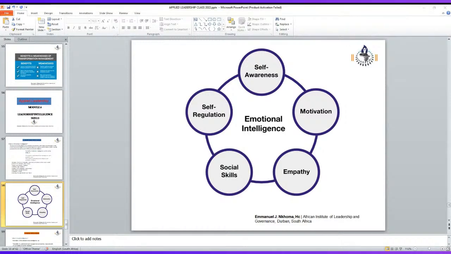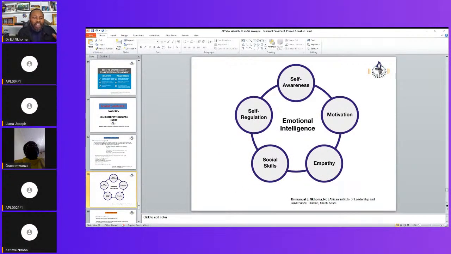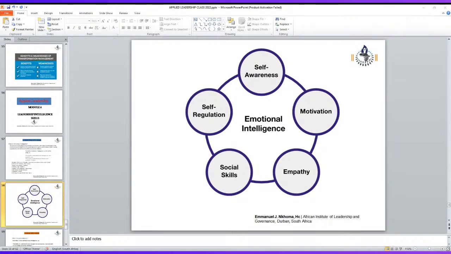It is very, very important, because if a leader does not have self-regulation, if a leader lacks the system of regulating himself or herself, then you cannot have a complete understanding of emotional intelligence. In order to have a complete understanding, you need these pillars in place. Number one, self-awareness. Number two, motivation. Number three, empathy. Number four, social skills. Number five, self-regulation. I hope that you are learning something as we are moving.